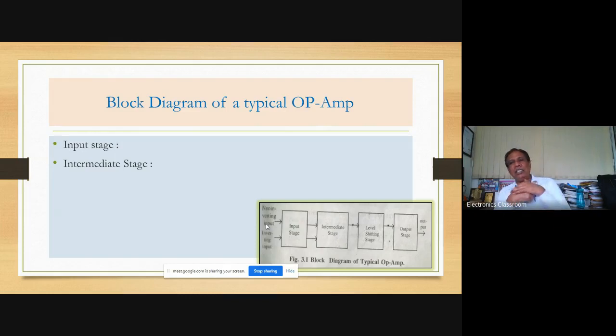The second stage is the intermediate stage, and it is also a differential amplifier that follows the first differential amplifier, the input stage.